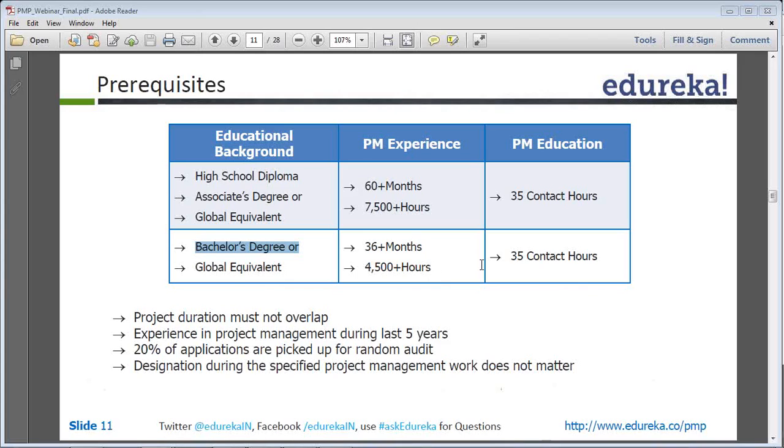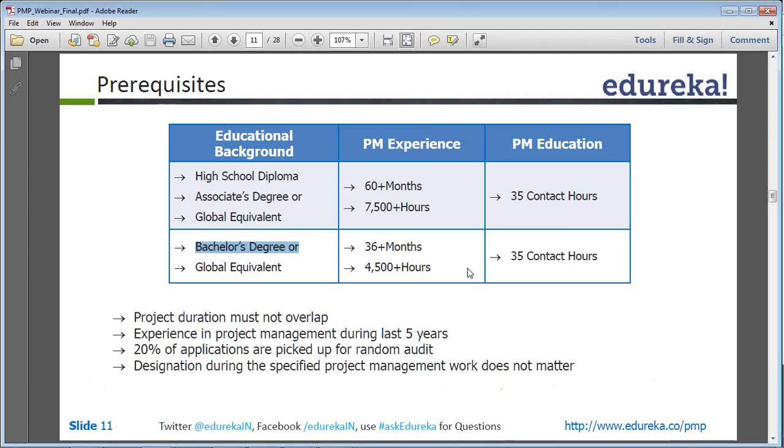Over a period of the last 5 years. Now, when we say project management experience, PMI is looking for the experience, not for the designation. You can have a designation of project manager, program manager, consultant, or senior manager. Whatever the designation is, it doesn't matter. The main thing is that you have to have experience of working as a project manager or doing project management activities as understood by PMI to be qualified for this.